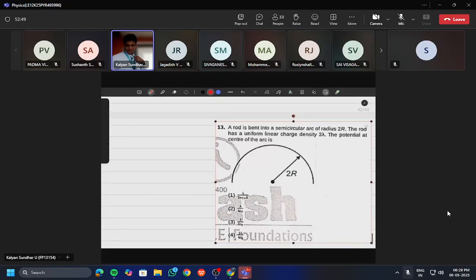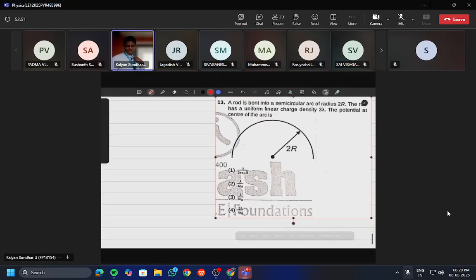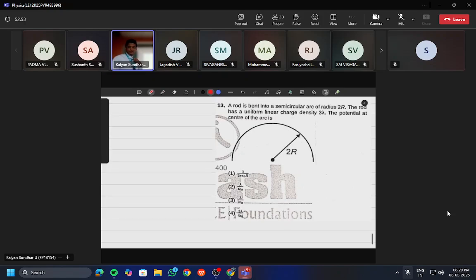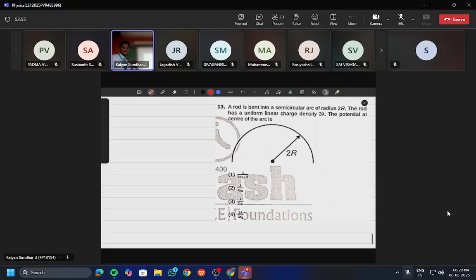This one. A rod is bent into a semicircular arc of radius 2r. The rod has a uniform linear charge density 3 lambda. What is the value of the potential at the arc?